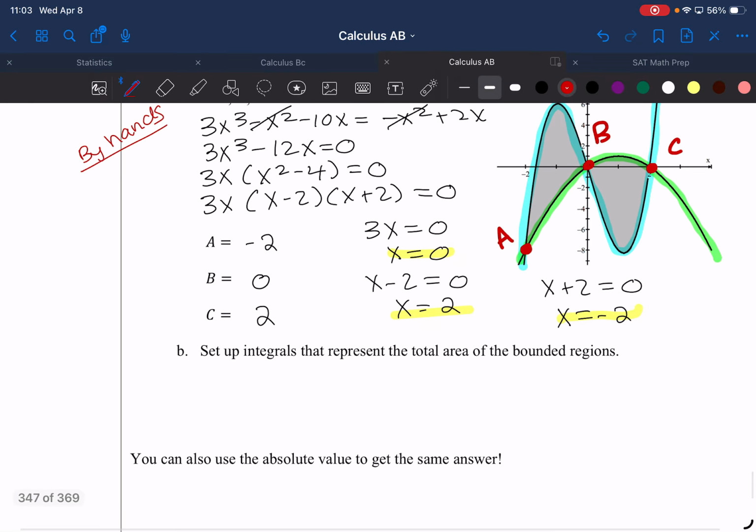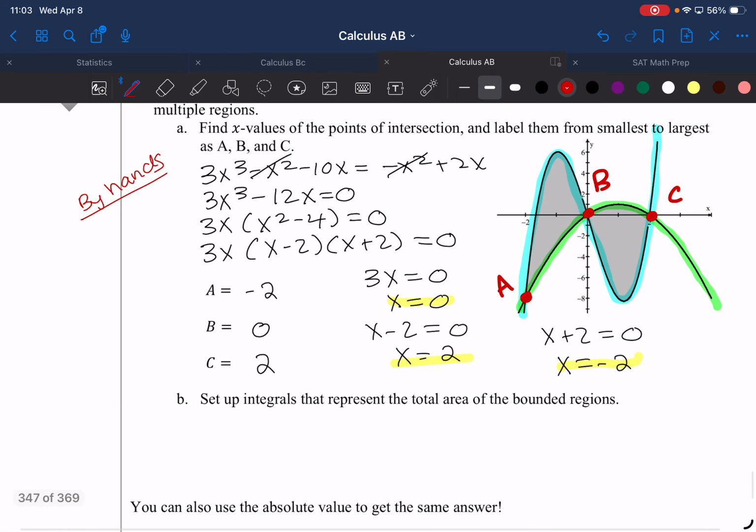Okay, part B says set up the integrals that represent the total area of the bounded regions. So again, since we're looking at two separate bounded regions, we have this one here, and then we have this one over here. So what we're going to do is create two integrals. The first integral is going to be the bounds from A to B.